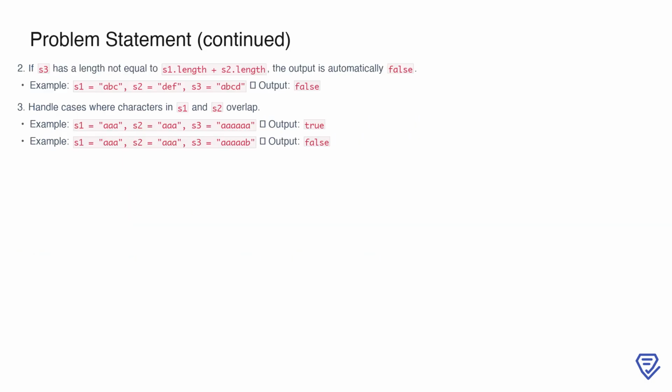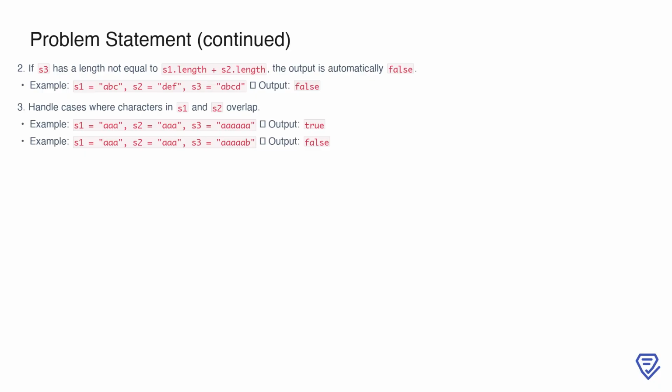Finally, we need to consider cases where characters in S1 and S2 overlap. For example, if both S1 and S2 are AAA and S3 is AAAAA, the output is true because it's possible to interleave the characters while maintaining the correct relative order. However, if S3 is AOB, the output is false because the extra B in S3 cannot be accounted for by S1 or S2. These constraints and edge cases help us ensure that our solution is robust and handles all possible scenarios correctly.